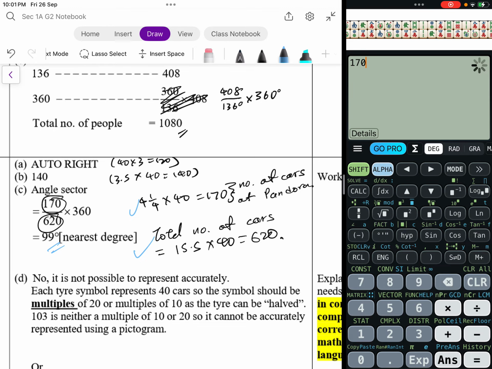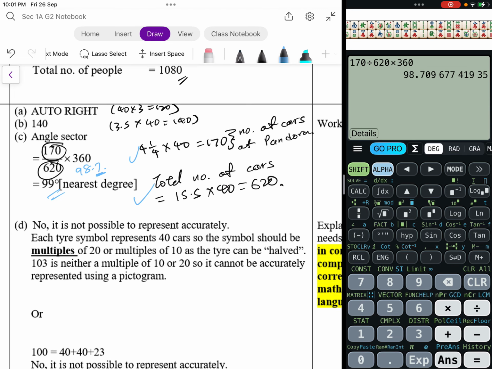So 170 divided by 620 times 360 is 98 point, I'm going right here, 98.7. Right, so you round it up to the nearest degree, 99.